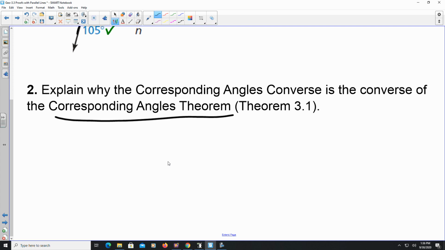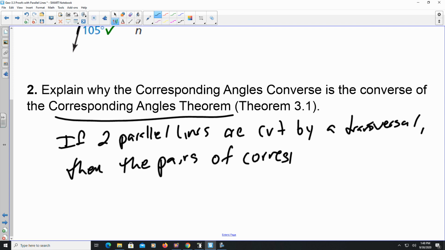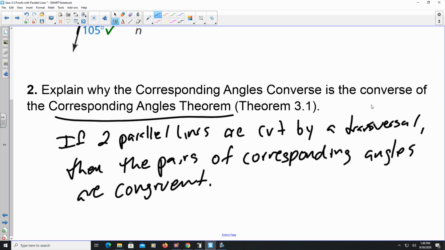Of course, again, I can write it out. It says if two parallel lines are cut by a transversal, then the pairs of corresponding angles are congruent. So again, that's what the corresponding angles theorem tells us.